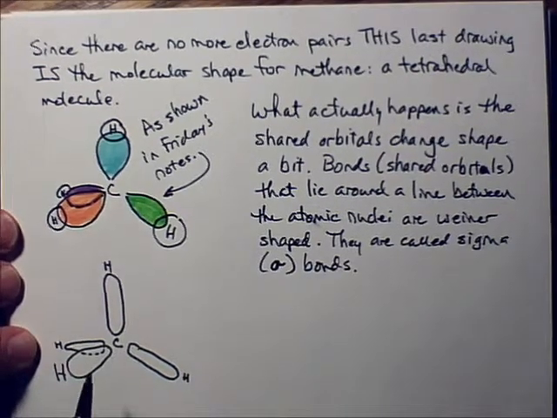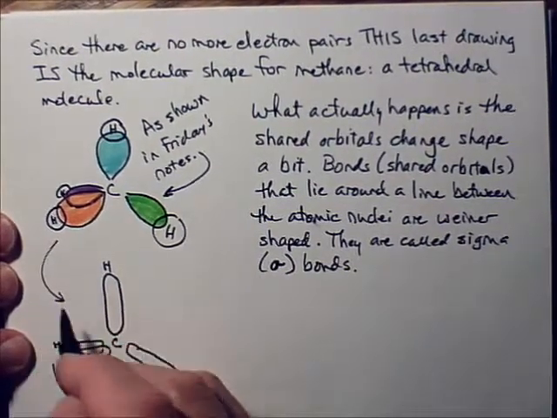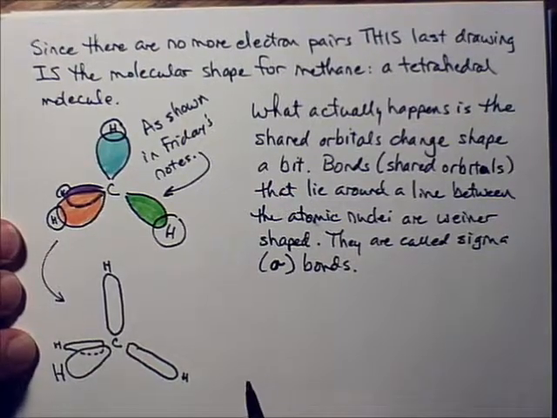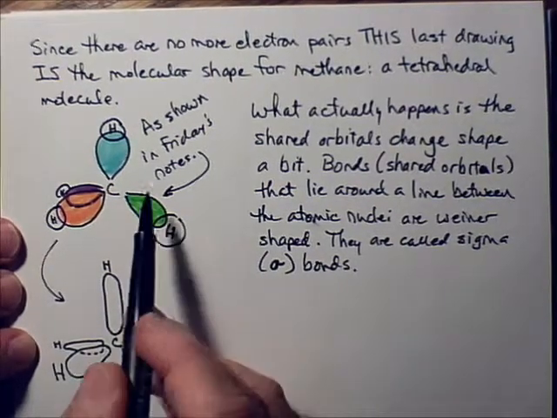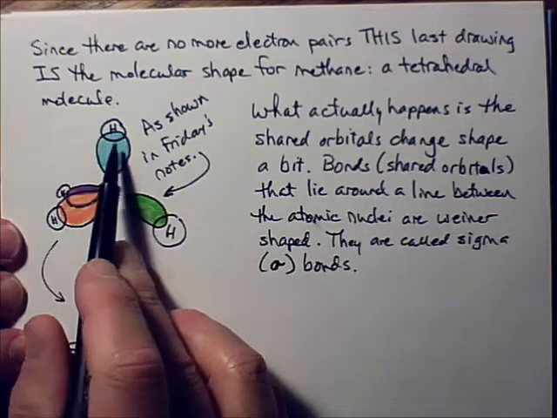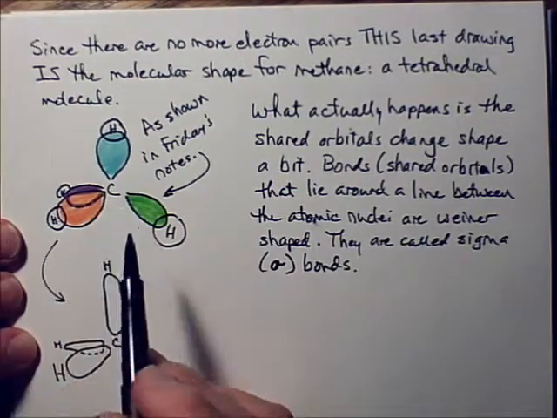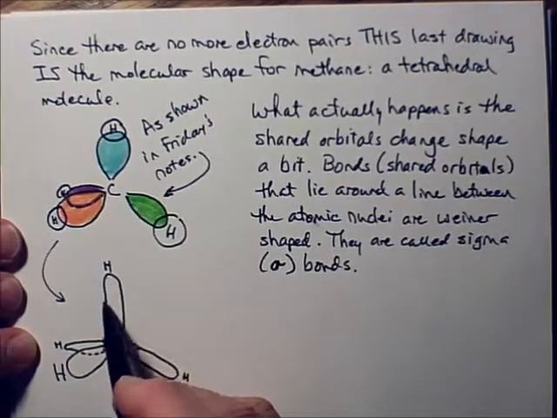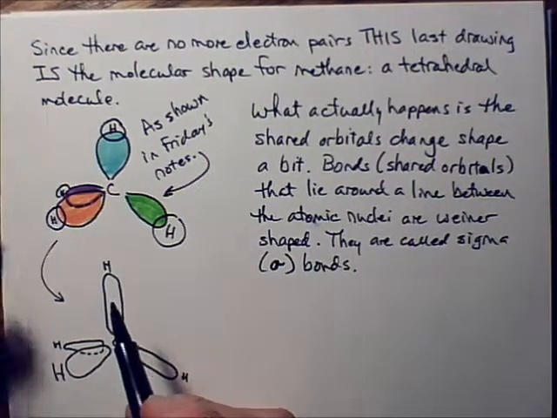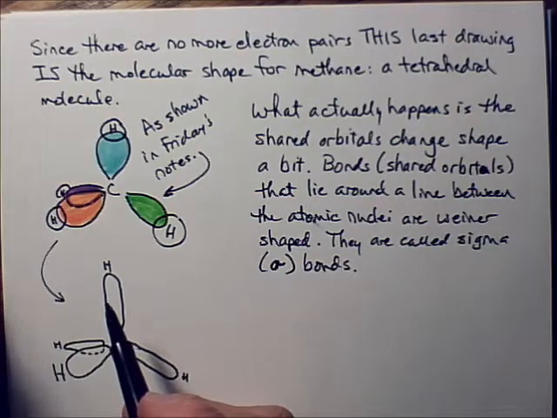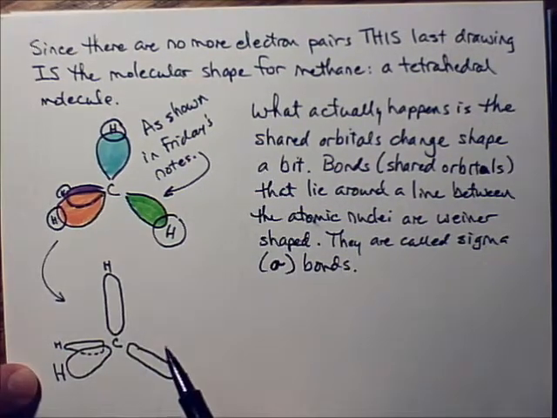So this is more what the shape of the bonds would actually look like. Those shared electrons in this shared set of orbitals between carbon and hydrogen are arranged in a wiener-shaped region between the carbon and the hydrogen.